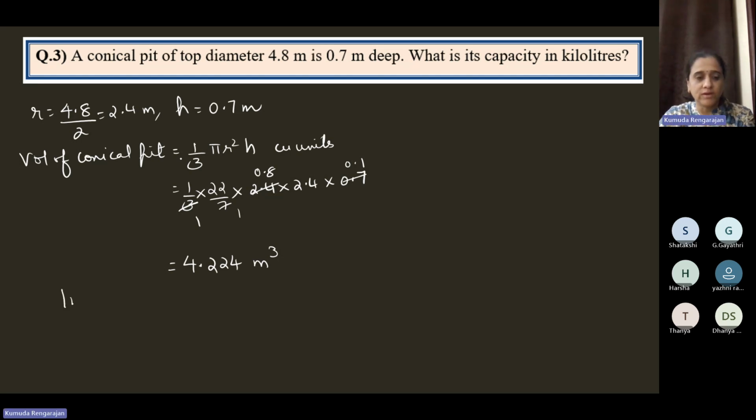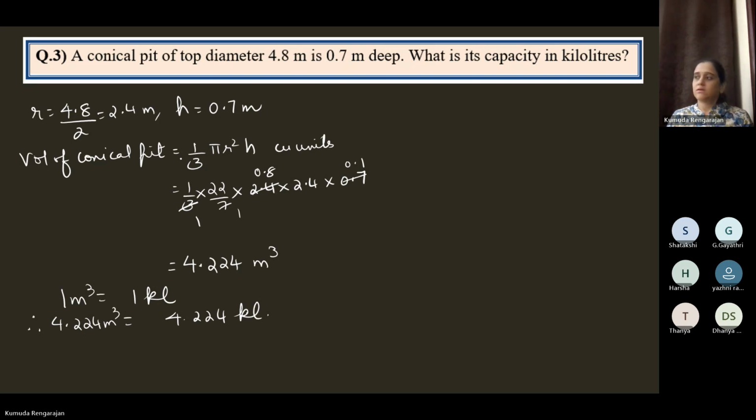And we know that 1 meter cube is 1 kiloliter. Therefore, 4.224 meter cube will be equal to 4.224 kiloliters. Correct? Yes. Because 1 meter cube is 1 kiloliter. 2 meter cube is 2 kiloliters. So 4.224 meter cube will be the same in kiloliters.